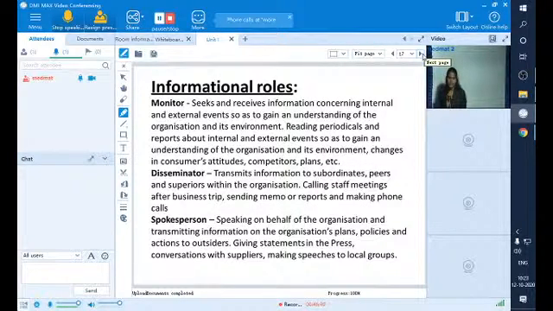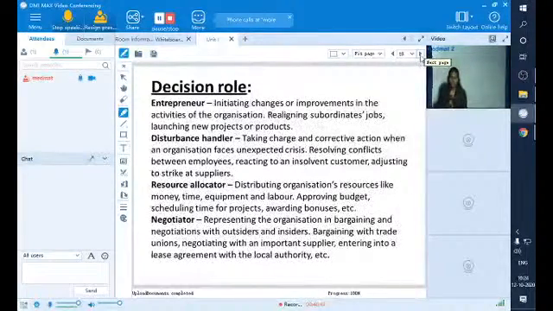So that is the second one, the informational role. Then the third one is the decisional role. The first one is the entrepreneur, initiating changes or improvements in the activities of the organization. The entrepreneur has creativity, knowledge, new technology and innovation, and puts new ideas into the product, expanding the product or business. That includes delegating subordinates' jobs, and launching new products or projects.